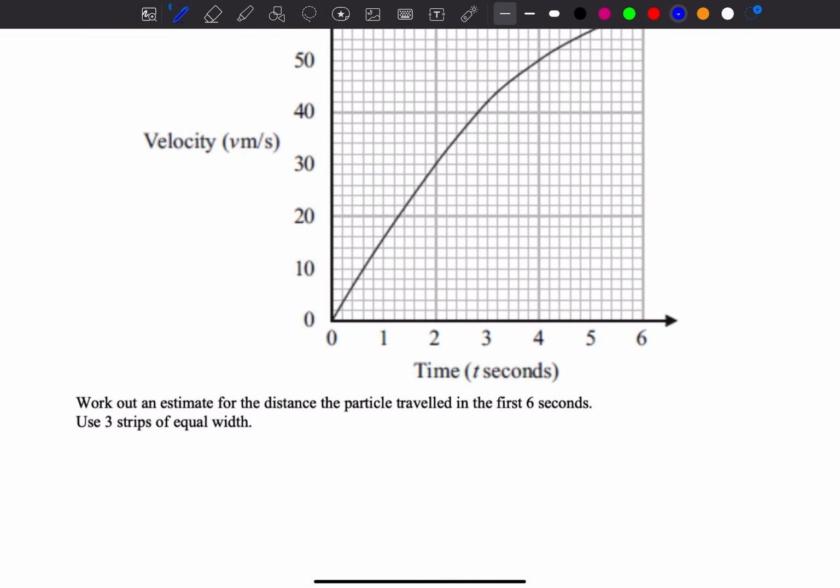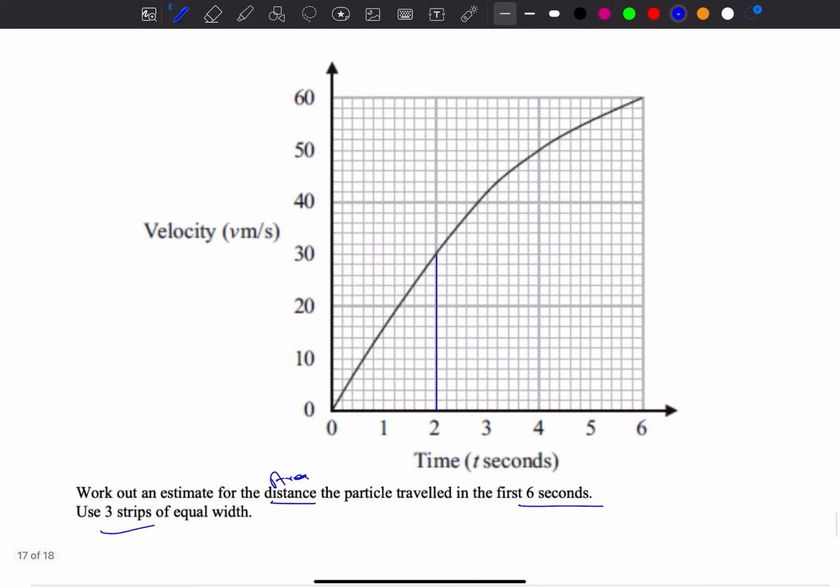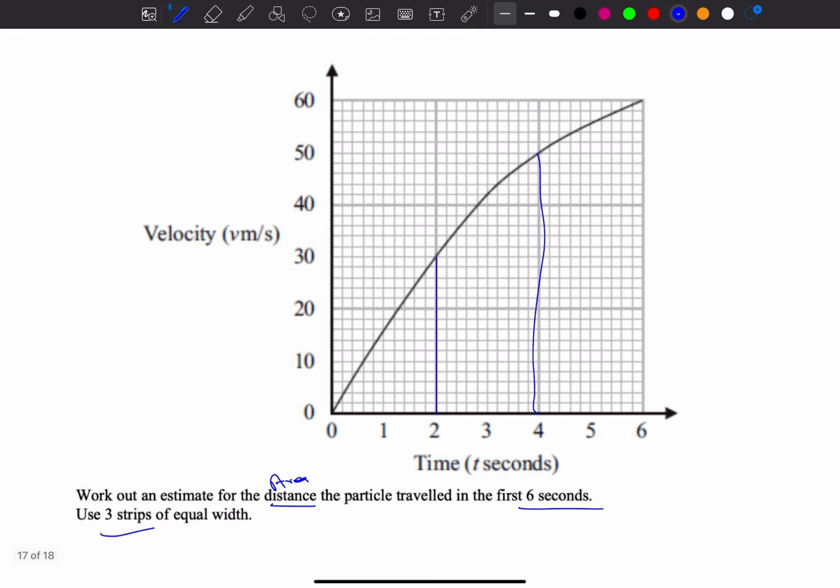Work out distance. Distance means area. Remember, distance means area. 6 seconds, 3 strips. 1, 2, 3. So what do we have here? This number 30, that number 50, that number is just 60. And this is your height, which is 2.